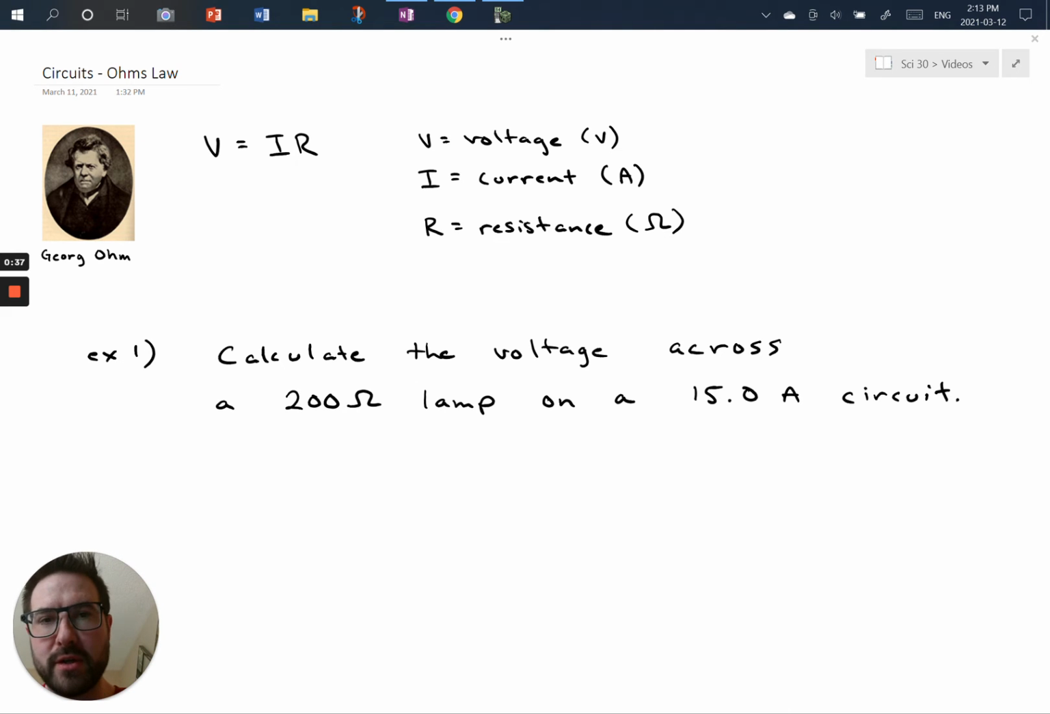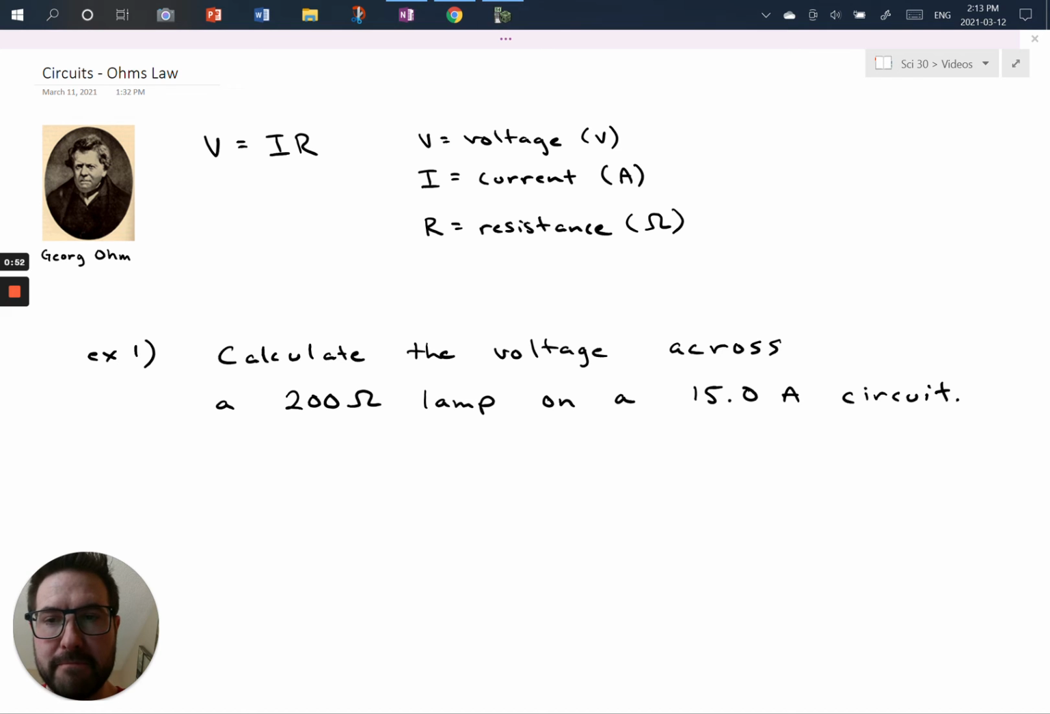And just a reminder, what are these different symbols? V is voltage, it's measured in volts. I is current, it's measured in amps. And we just did a video on resistance, which is measured in ohms.